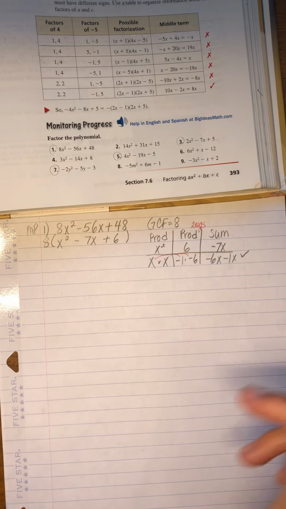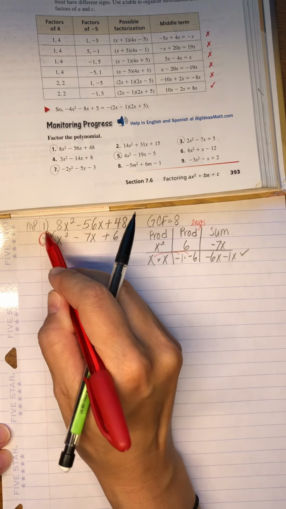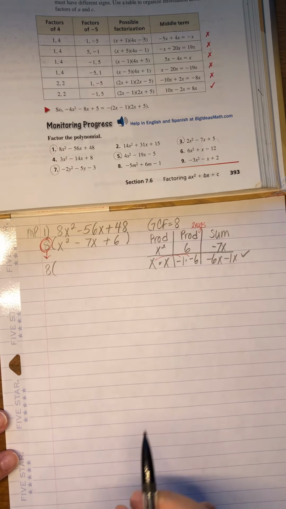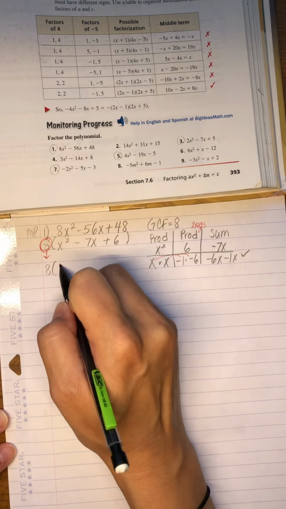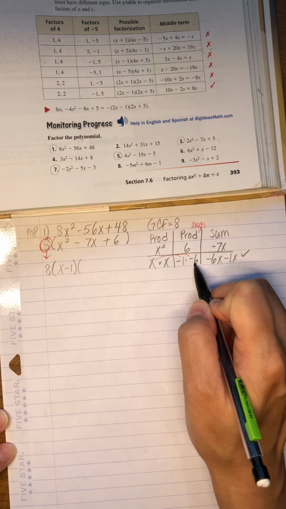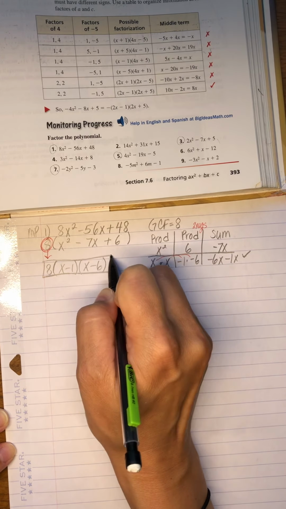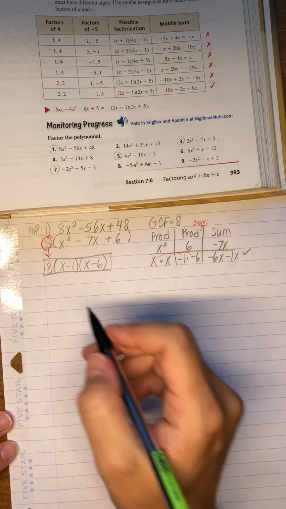Okay, let's write our answer. Don't forget about our GCF in the front here. We're going to carry that and start with writing our parentheses, x minus 1 and x minus 6. Okay, that's number 1. Let's try number 3.